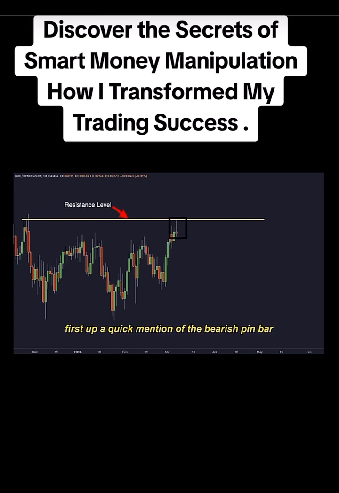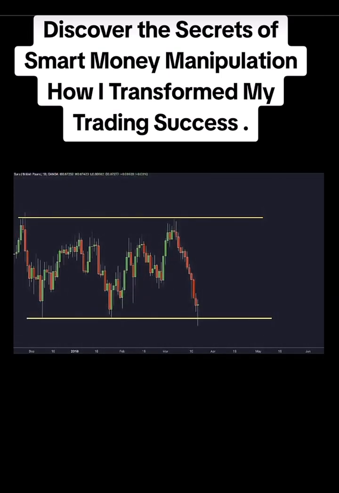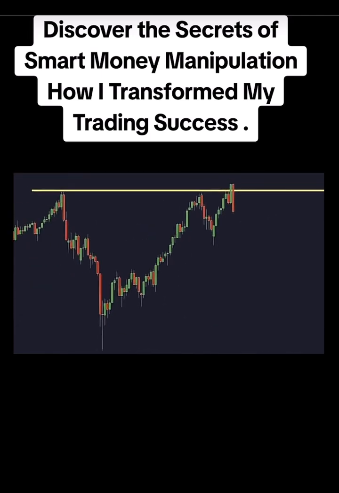First up, a quick mention of the bearish pin bar. Remember from our discussion on support levels that a pin bar shows a rejection of higher prices. At a resistance level, a bearish pin bar appears with a long upper wick and a small body near the bottom. This pattern indicates that buyers tried to push higher but were overpowered by sellers. While we've already talked about this in detail, just know that when you see a bearish pin bar at resistance, it's a strong hint that the price could be heading down.